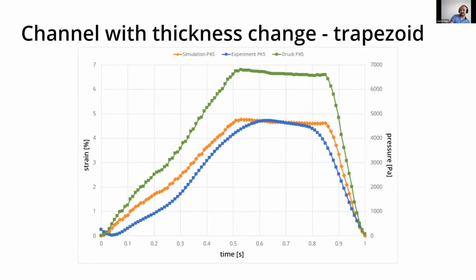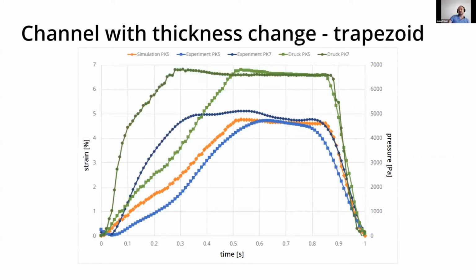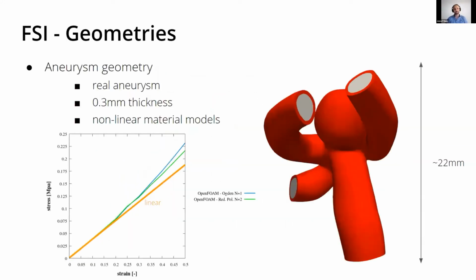And as you can see here and here, the simulation is usually between two experimental curves. So the basic conclusion here is that our simulation can describe the process just as well as any experiment would. So the deviation between simulation and experiment is the same as between experiment 1 and experiment 2.